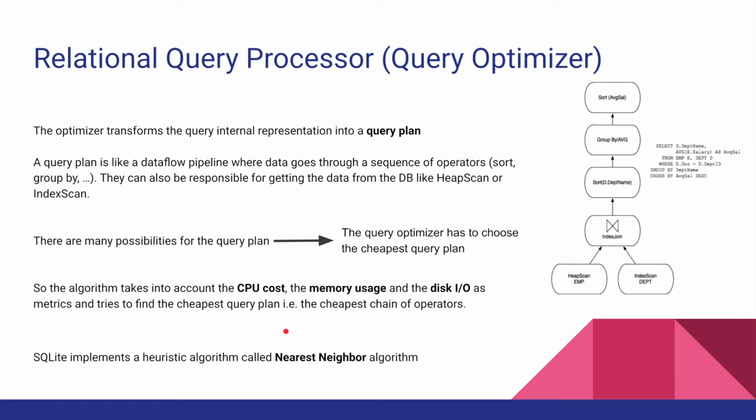Basically, this algorithm takes the CPU cost, the memory usage, and the disk I/O as metrics and tries to find the cheapest query plan, that is to say the cheapest chain of operators. I gave you an example there. SQLite implements a heuristic to do something like the CBO, called the nearest neighbor algorithm. Maybe you've heard about it.